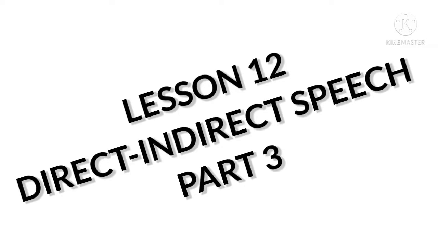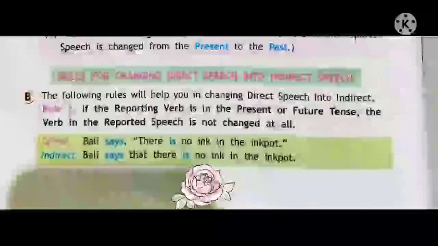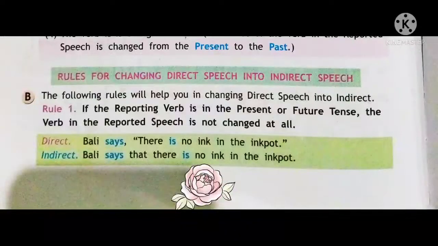Welcome back, students. Let's continue. Today we will study the rules for changing direct speech into indirect speech. What are the rules that we have to follow for changing direct speech to indirect speech in tense forms? Let's look at it one by one.